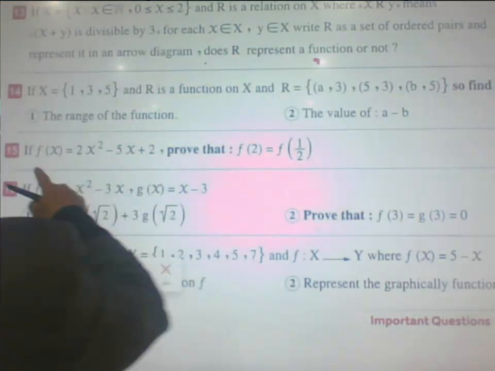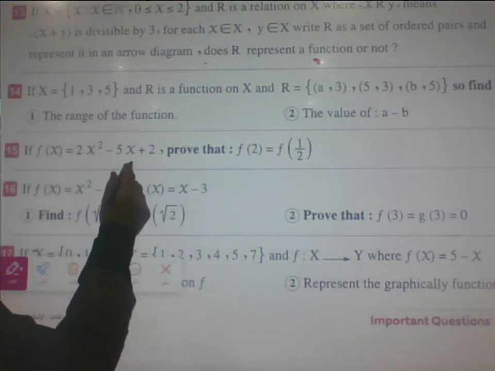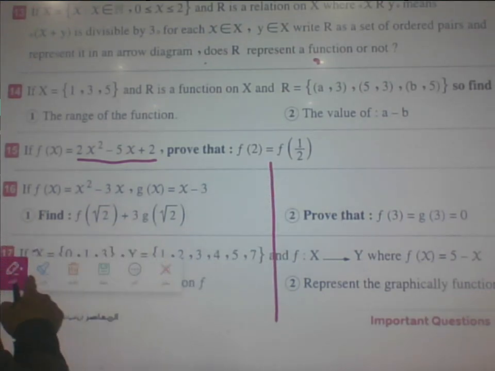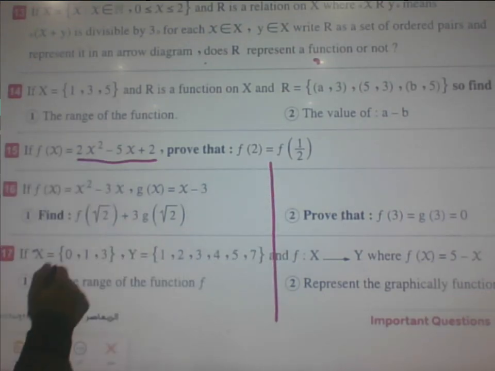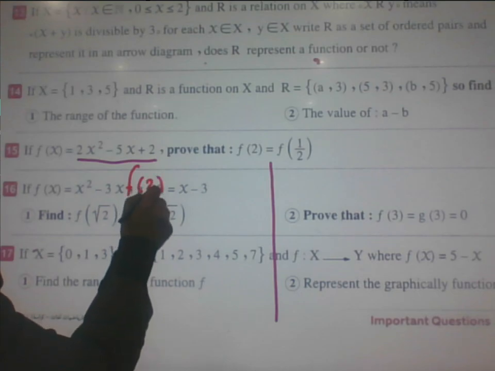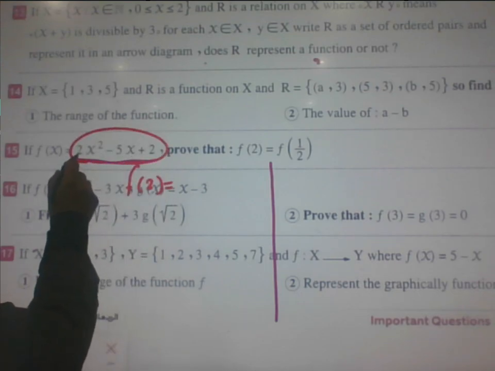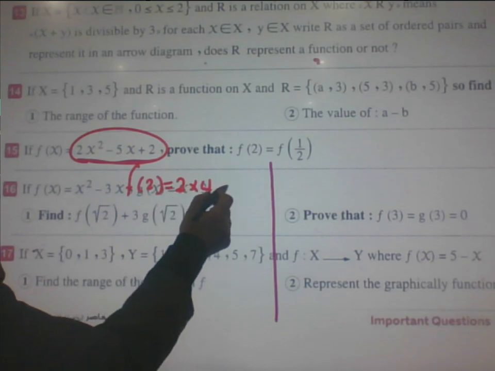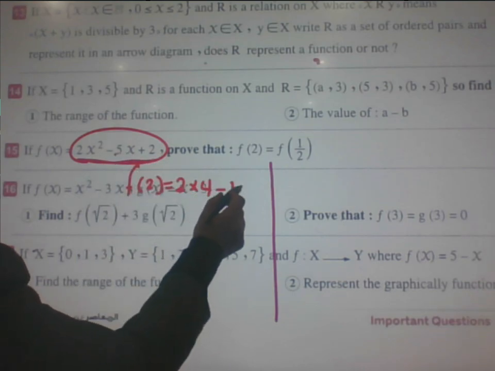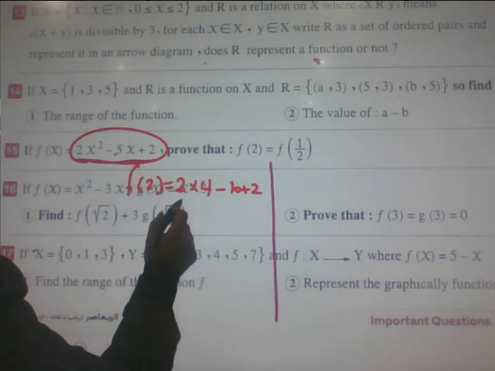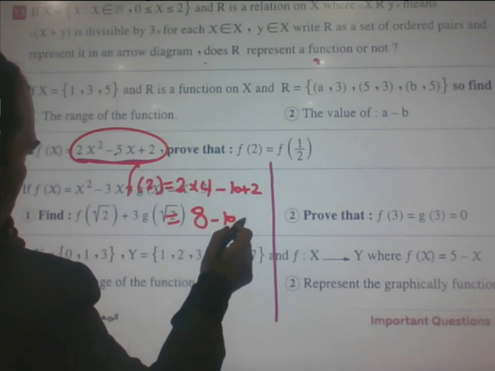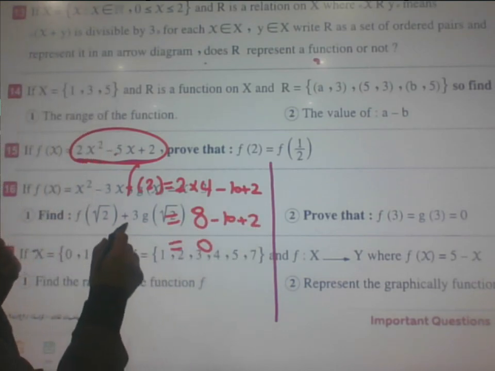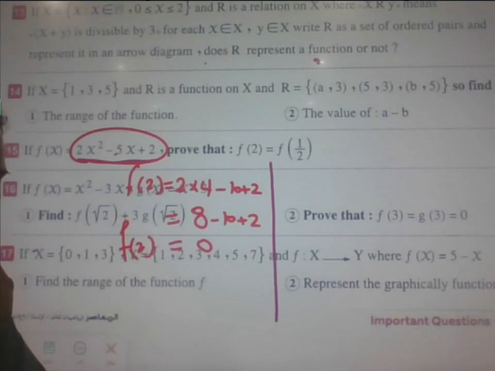Next question. f of x equals x power 2 minus 5x plus 2. Prove that f of 2 equals f of half. First step, I will find f of 2. Put the value of x equal to 2 in this relation: 2 power 2 is 4, subtract 5 times 2 equals 10, plus 2. Then the result will be 2 times 4 equals 8, minus 10 plus 2. 8 minus 10 is negative 2. Negative 2 plus 2 equals 0. Then f of 2 will be equal to 0.